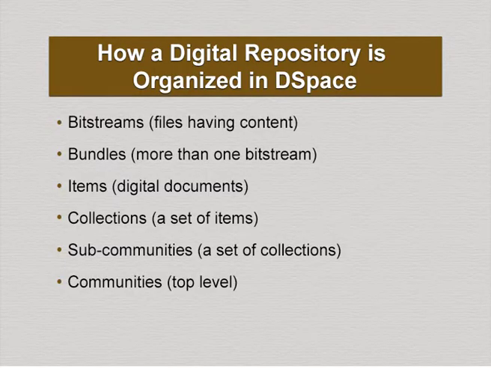So, how is a digital repository organized? Here we try to compare DSpace with a regular traditional library, where books are arranged on the shelves by subject, and there is a catalog to access them. So, how do we arrange the digital objects in a digital repository? Bitstreams, those are the files having content. It could be an image or a video or a text or audio. Then bundles, that means more than one bitstream constitutes a digital item or resource.